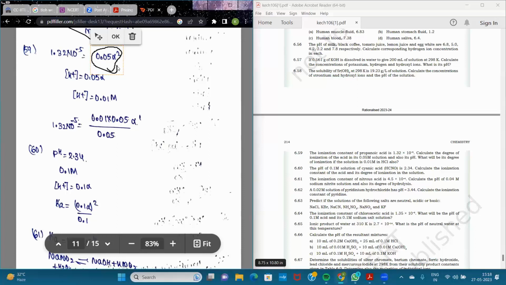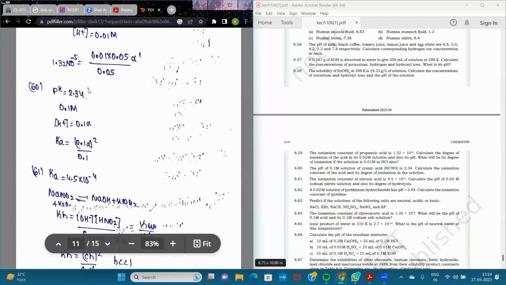And second part, what will be the degree of ionization if the solution is 0.01 molar in HCl already? If it's present in HCl, the concentration of H plus is 0.01 molar only. The contribution from weak acid is neglected. So we can directly write the contribution from HCl. So we can find the degree of ionization from here. Next, we'll go on with the 60th question.